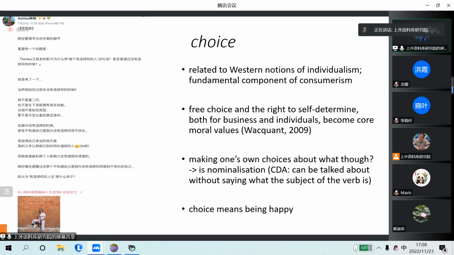Wow, there's a lot of choice, isn't it? But can you tell me, what is she choosing? What choice? Yeah, it's just choice in and of itself. In CDA, we call this nominalization. I'll come back to this.